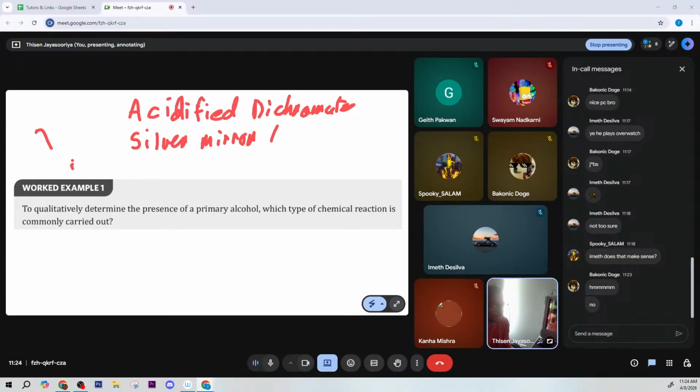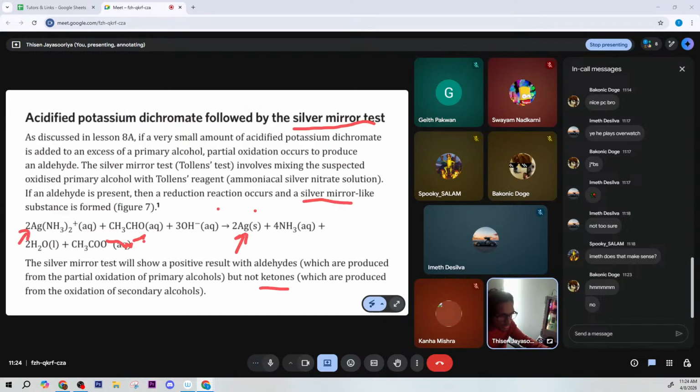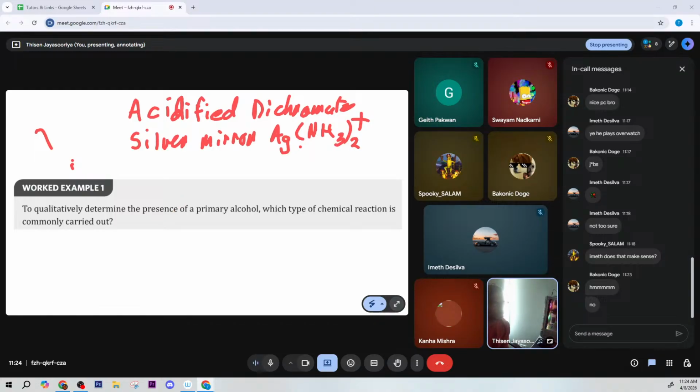We react it with the Ag(NH3)2+ solution. And if there's a reaction there, if we see a silver-like substance form, that means we know we have a primary alcohol.